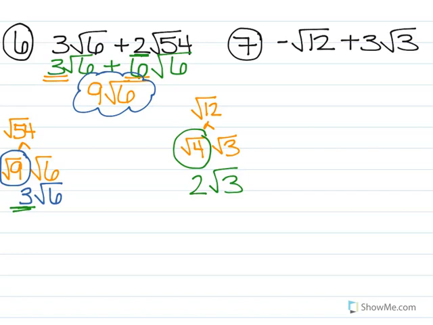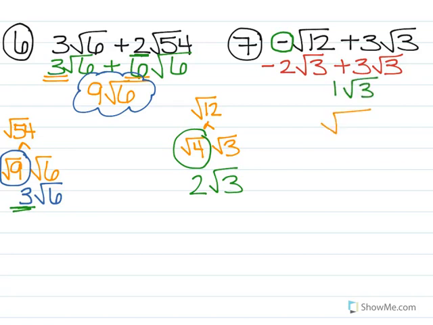Now before you just write 2 radical 3 here, you have to remember there was a negative sign to start, so that's going to follow. So you have negative 2 radical 3 plus 3 radical 3, and now you have like terms that you can combine. So negative 2 plus 3 is going to give you 1. You can either write the 1 there and have 1 radical 3 written like that, or you can just write radical 3 and it means the same thing.